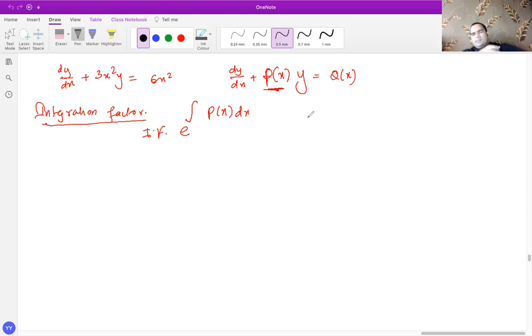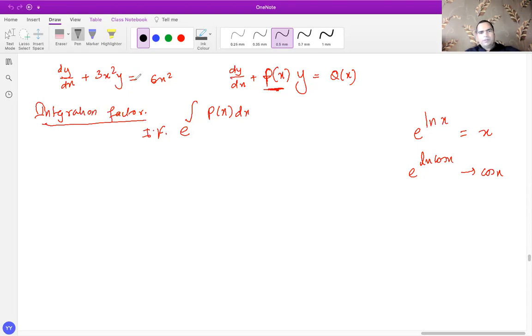Now I'll tell the steps also, but before that there is some basic knowledge that you've got to remember. e to the power ln x is x. Similarly, if you sometimes get e to the power ln of cos x, the answer is cos x. It is important here because sometimes you'll get e to the power ln in the integration factor, and then you have to use this property to simplify it. So once you get the integration factor, what is the next step?